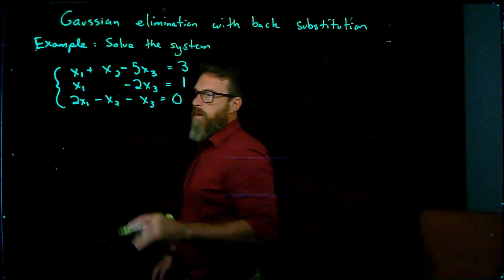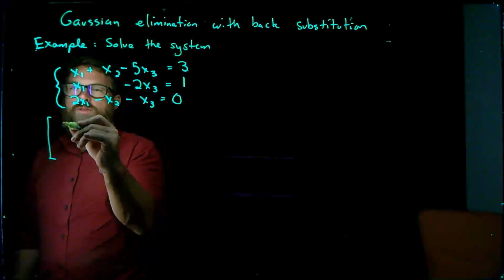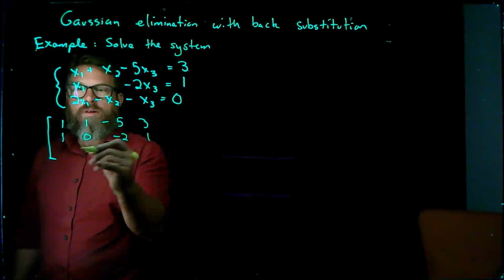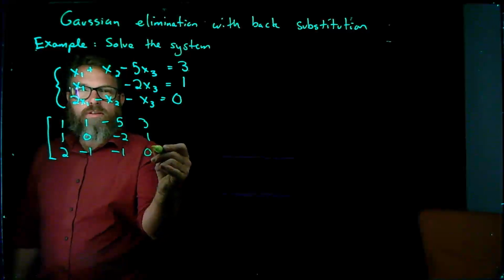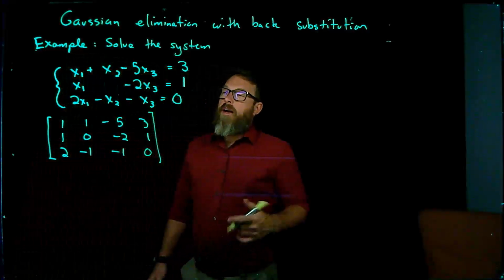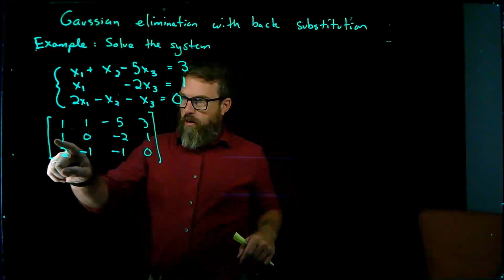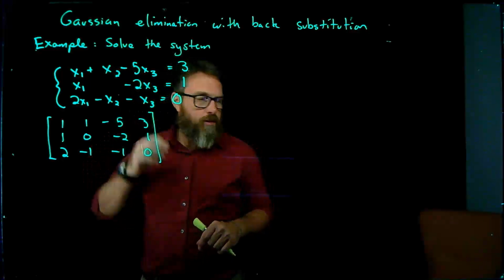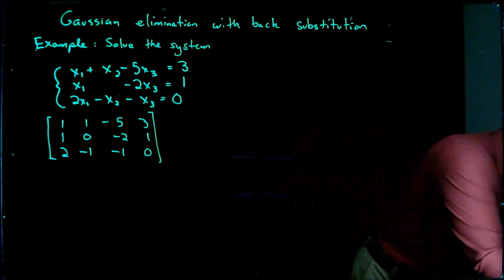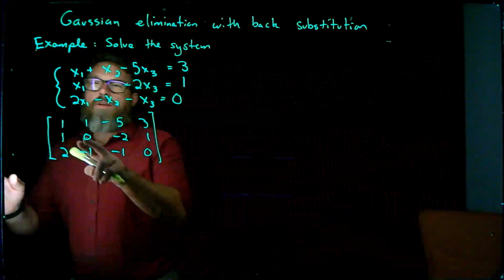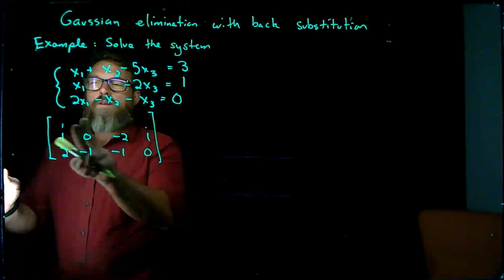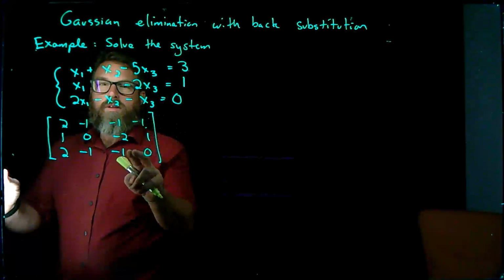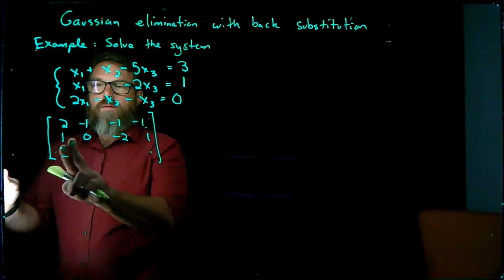All right, so just for some extra practice, let's put this into matrix form. So 1, 1, minus 5, 3, 1, 0, minus 2, 1, 2, minus 1, minus 1, 0. And again, what I'm trying to pull off is I want to make this a 1 first, and this is 0, this is 0. Now, boy, it would have been nicer. Let's do it this way. Switch these rows. So this is going to be, let's do it this way. Let's do this one.